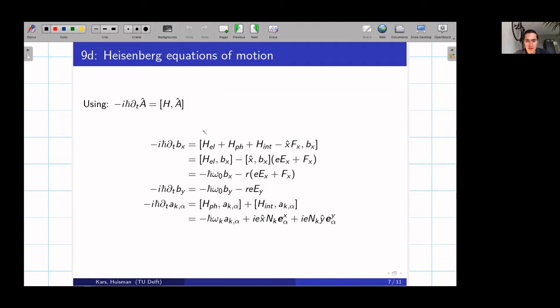The only parts that are giving anything interesting are the commutator of bx with the matter Hamiltonian and with the interaction Hamiltonian here. The phonon Hamiltonian just contains caps of the photons, so the commutator of bx with that is 0. All right, so if you work out the commutation relations, then you obtain this relation here.